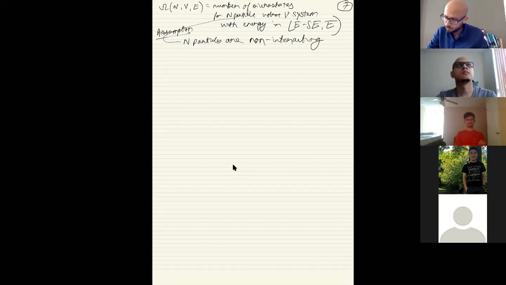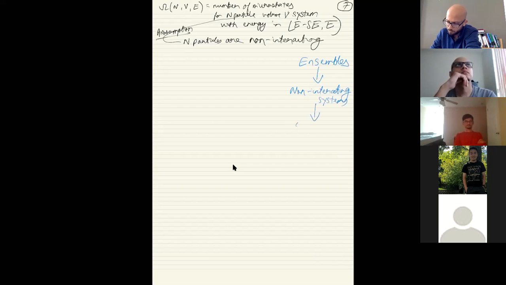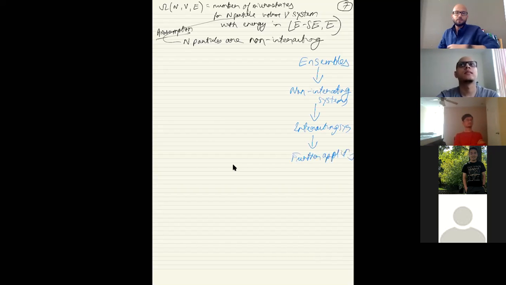So this is actually a good point for me to show you how this course will really evolve. We will do ensembles for a large time. We will apply these ensembles, and this is how it's presented in the syllabus posted online, to the study of non-interacting systems. Then we will go to interacting systems. And then we will do further applications and examples, including phase transitions and things like that. So this is really the game plan for this whole semester.